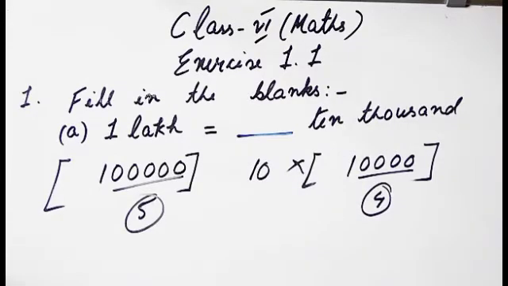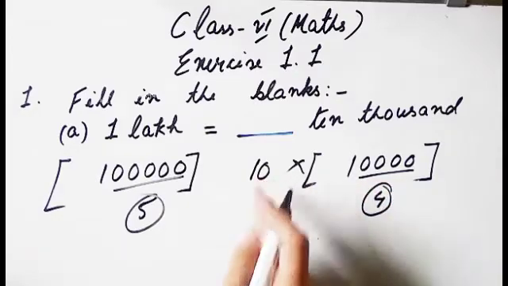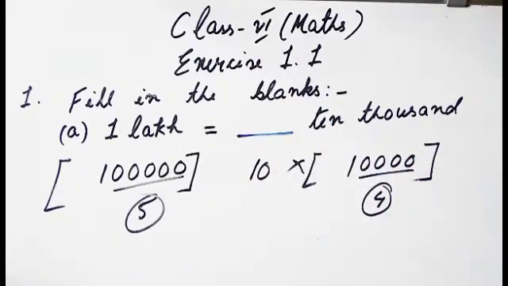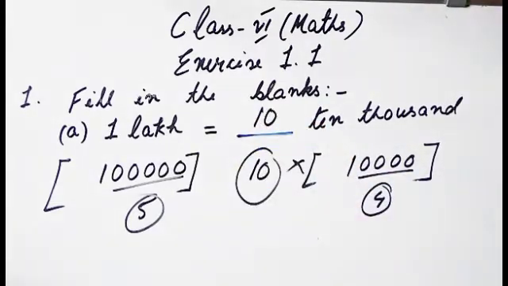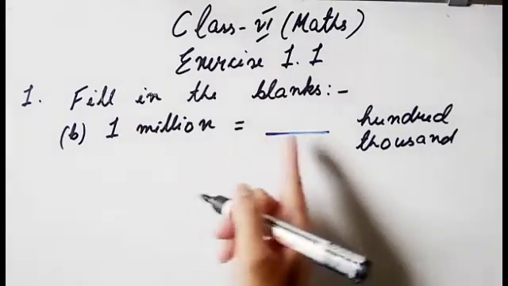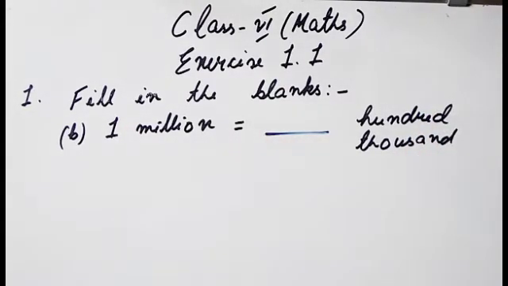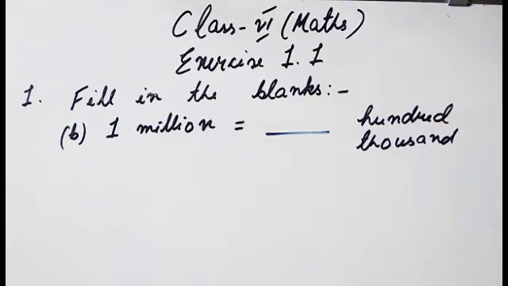Understood students? And how many zeros will we get? Here there are 4 zeros, and with this we will get 5 zeros. Okay, so our answer will be 10. Understood students? Let us try our next question. Next let us see question number B. On the left hand side they have given us 1 million equals to, and that's 100,000. So all we have to find is how many 100,000 make 1 million.